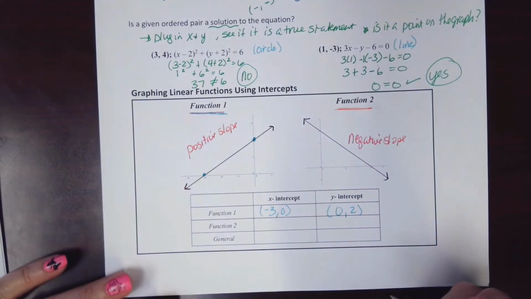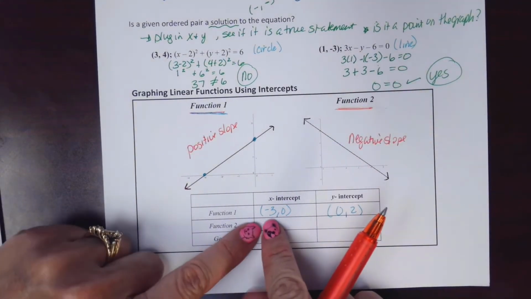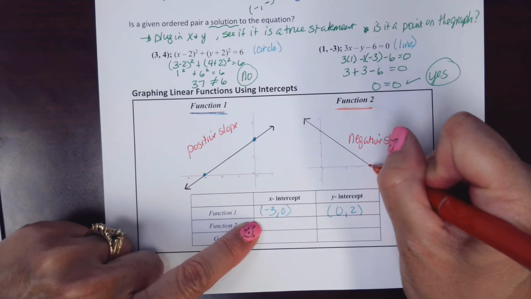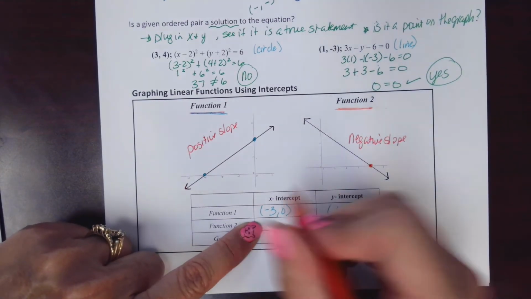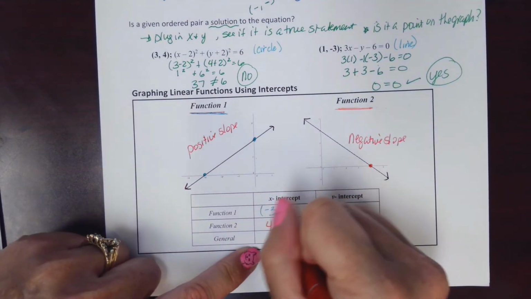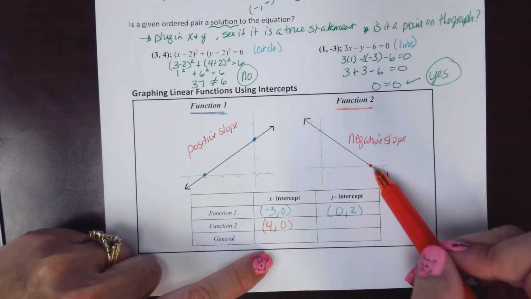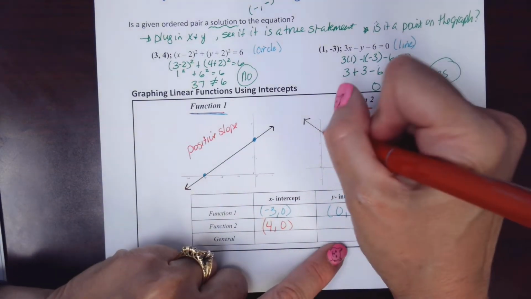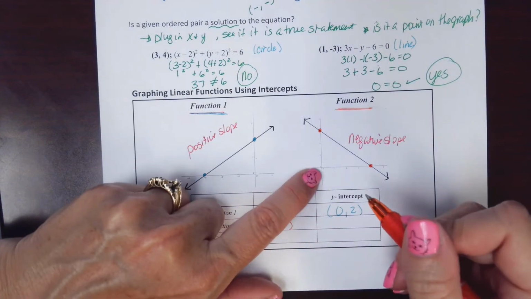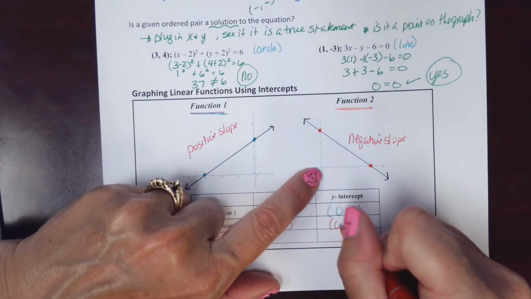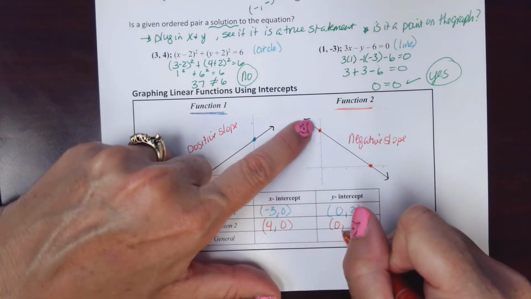That's not bad. There we go. Orange will work. So for function 2, my x-intercept happens over here on the positive side. 1, 2, 3, 4. So 4 and then up and down 0. My y-intercept is over here. I haven't moved left or right from the origin, so that's 0. Then I went up 1, 2, 3.